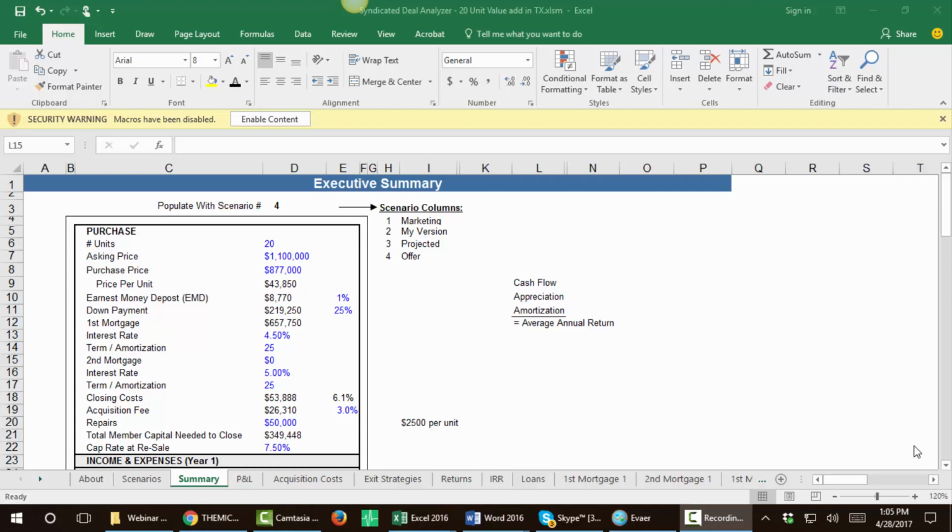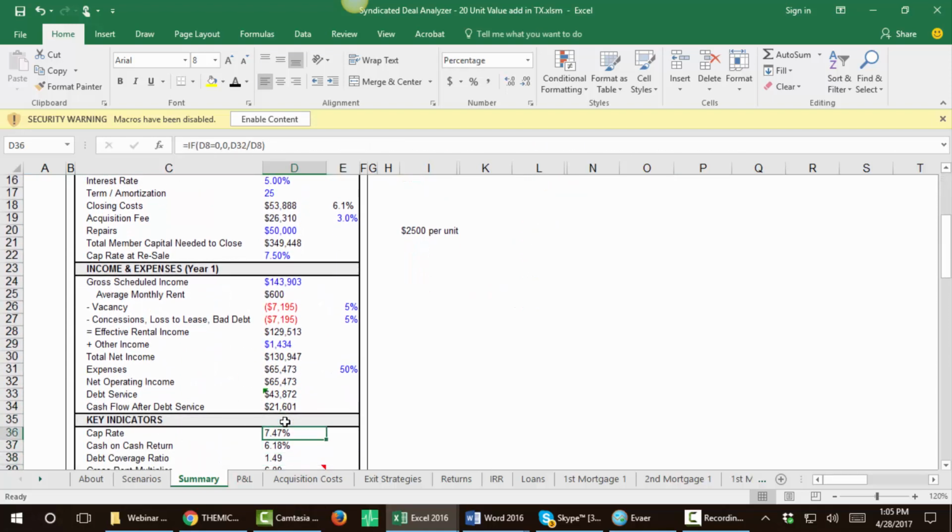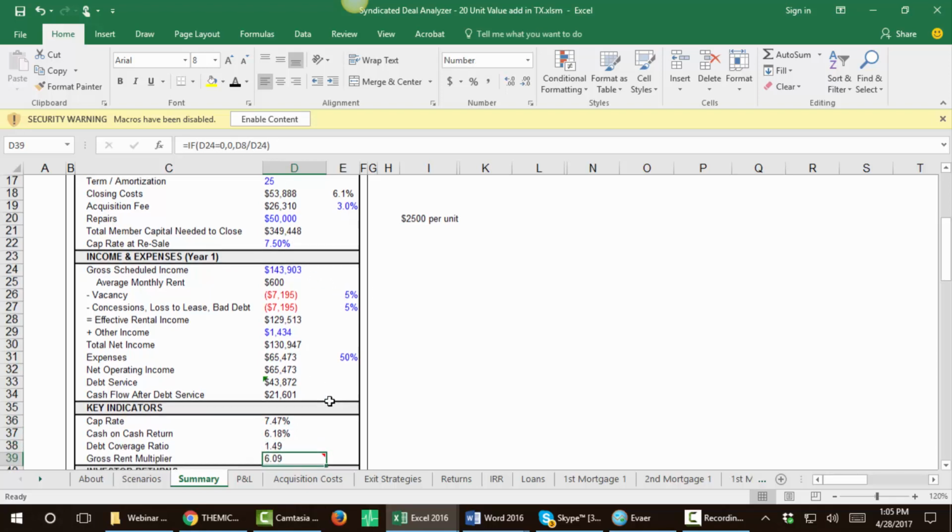All right, so let me introduce this deal. It's a 20 unit here, where they're asking for 1.1. We got it on contract for 877. Now we're going to need about $2,500 per unit for the work, $50,000 total. Now we're buying it at a 7.5 cap, and we're going to be selling at a 7.5 cap. You see some of the expenses here. So, a fair market value kind of deal.